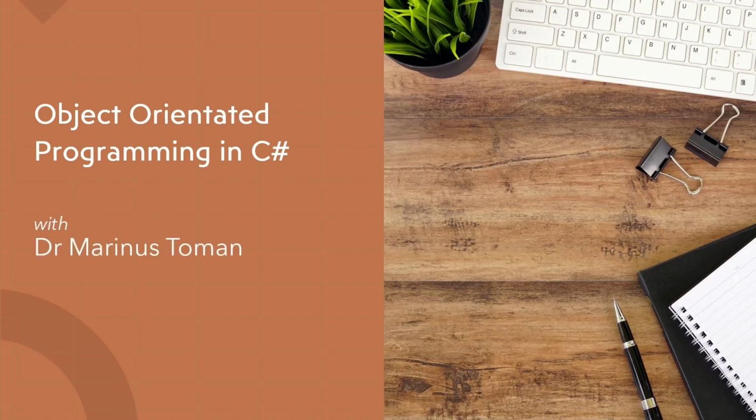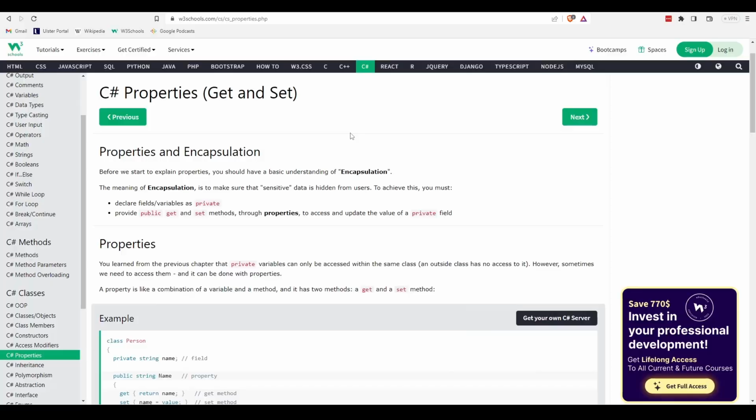With me, Marinas Toman. Okay, so in this video we'll look at class properties. So properties, before we start, of course, we need to know what encapsulation is. Encapsulation is really to make sure that sensitive data is hidden from users. And to achieve this, there are a couple of things that we must do.